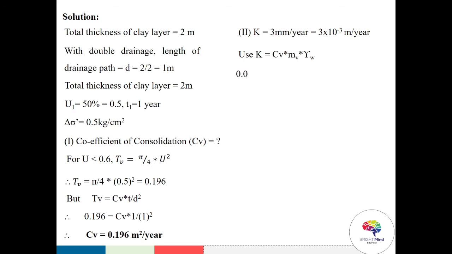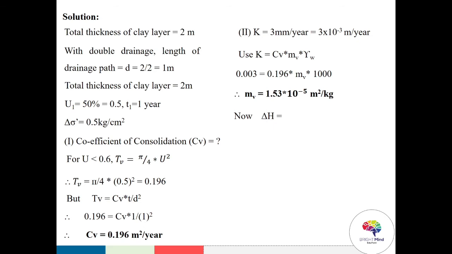Therefore, 0.003 equals 0.196 into MV, which is to be found out, into the value of the unit weight of water. It is written as 1000. We have assumed it to be 1000 kg per meter cube. So therefore the coefficient of volume change comes out to be 1.53 into 10 raised to minus 5 meter square per kg.